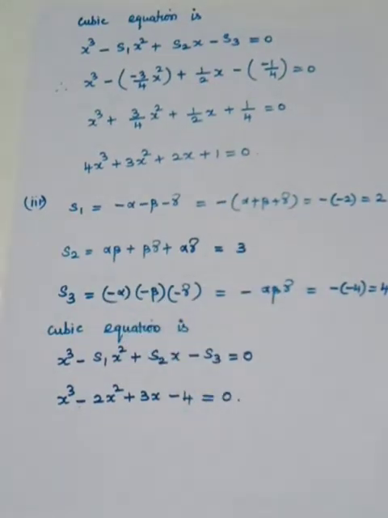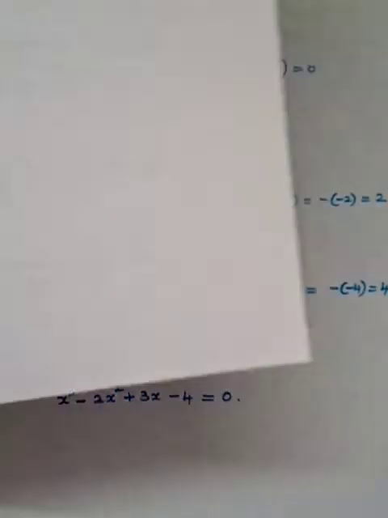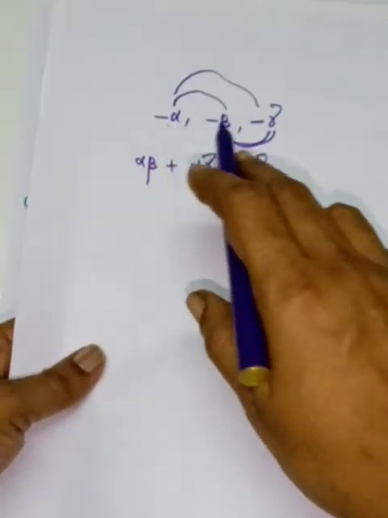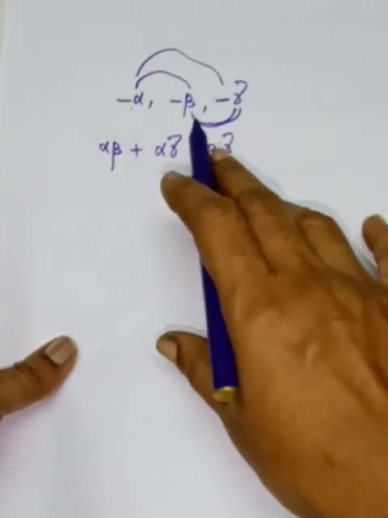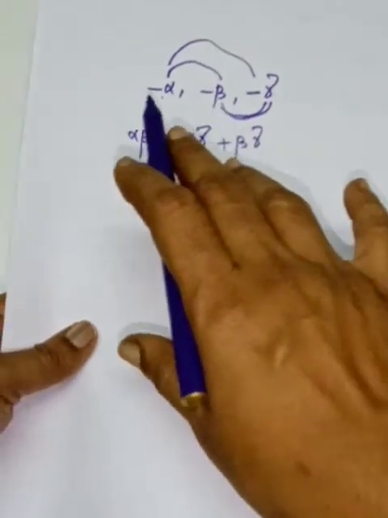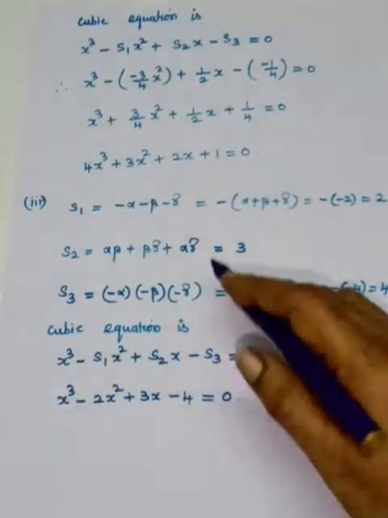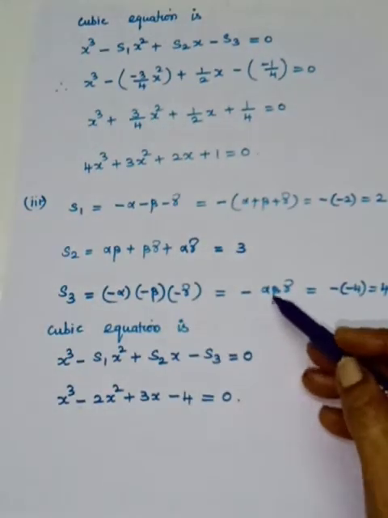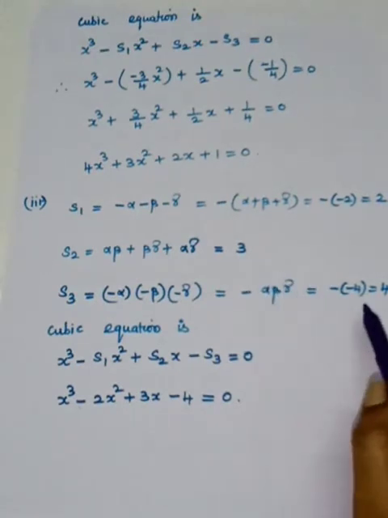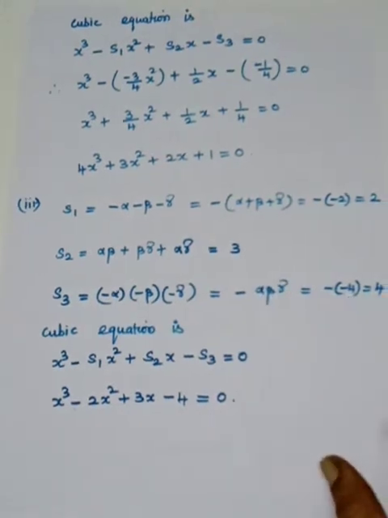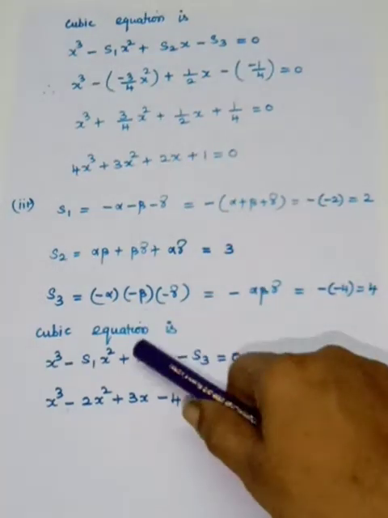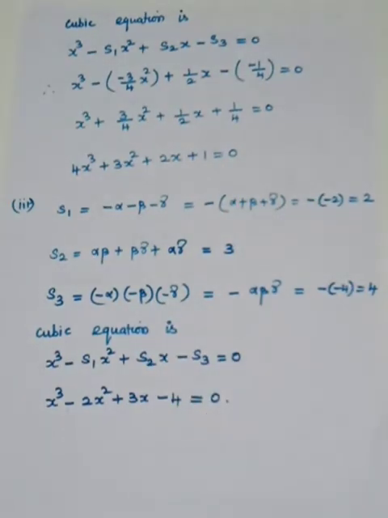The next one, what you have to do? You have to take the product of the 3 roots. So minus alpha, minus beta, into minus gamma. So 3 minus signs are there. If you take the product, it is minus of alpha beta gamma. Alpha beta gamma is minus 4, so minus into minus is plus 4. You have to substitute in this equation, so you will get this answer.